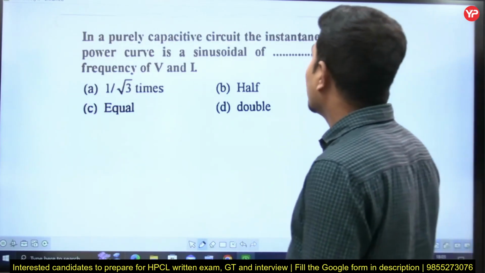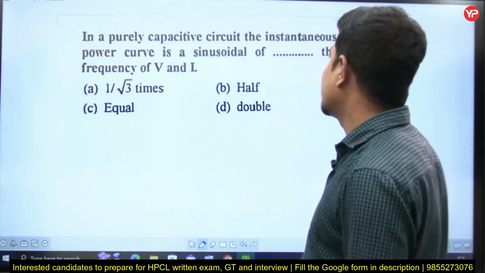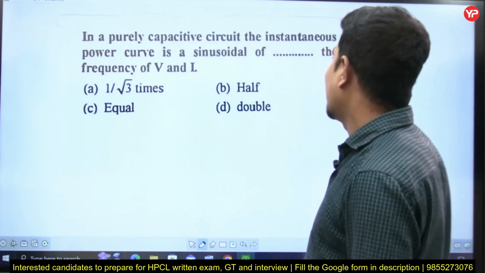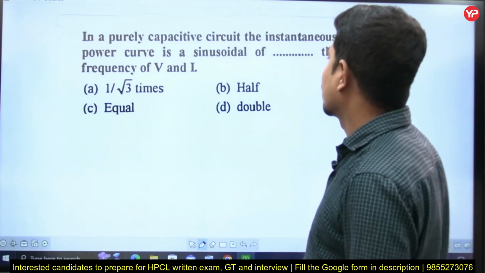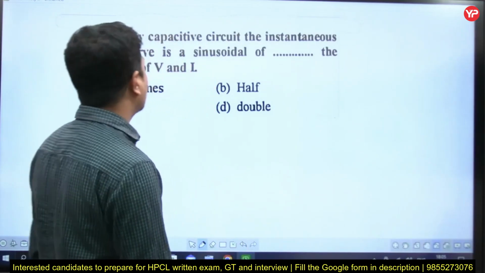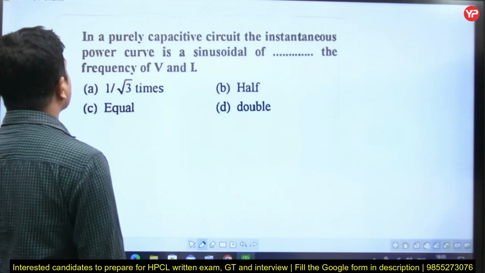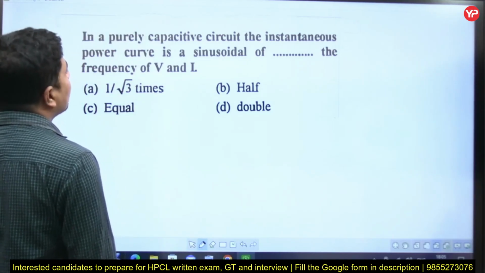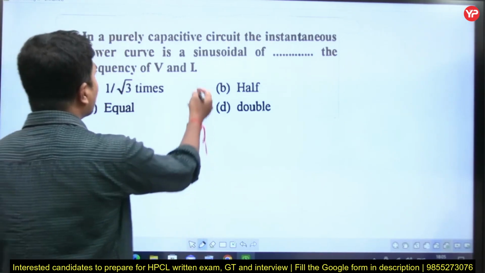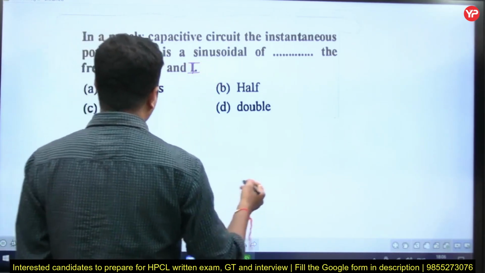Read it. In a purely capacitive circuit, the instantaneous power curve is a sinusoidal of dash the frequency of V and I. Let's try to correct this question. There is some mistake in the question. It is not L, it is V and I in fact.